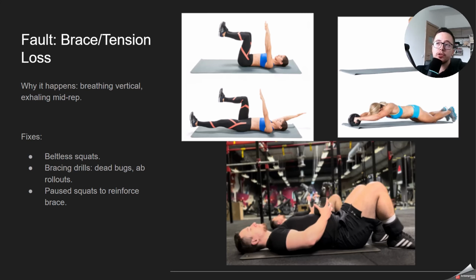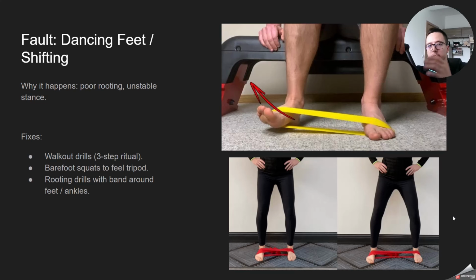Or if you're losing tension or you're losing brace, it may potentially happen because you're trying to breathe vertically, or you're exhaling mid-rep. The fixes are pretty much the drills that I showed you. Okay, so the beltless squat, bracing drills such as dead bug, ab rollouts, kettlebell brace. Pause squats are also great tools because it really reinforces the brace. So having those will help you with maintaining the brace and the tension during the setup and during the execution of it.